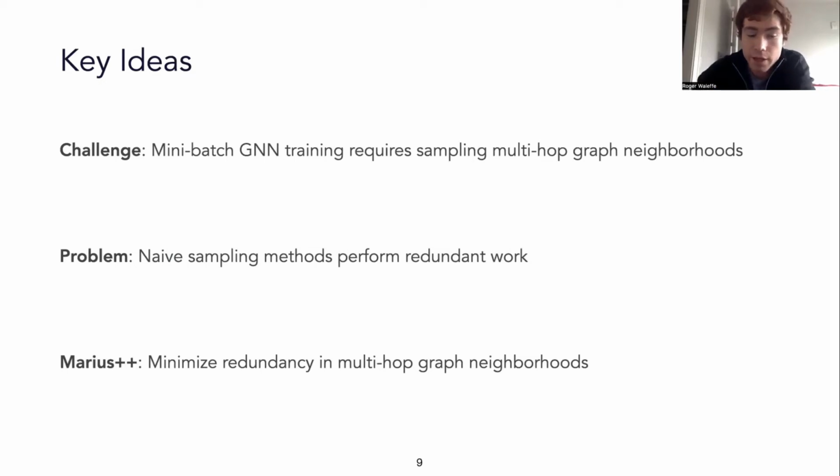First off, the key challenge that we'll see for training GNNs is that multi-layer GNNs require sampling multi-hop neighborhoods from the graph for each mini batch. Then I'll highlight that naive sampling methods for constructing these multi-hop neighborhoods can lead to lots of redundant work and thus lower training throughput. And finally, I'll introduce the techniques we developed in Marius++ to minimize sampling redundancy and reduce the time required for mini batch preparation and processing.